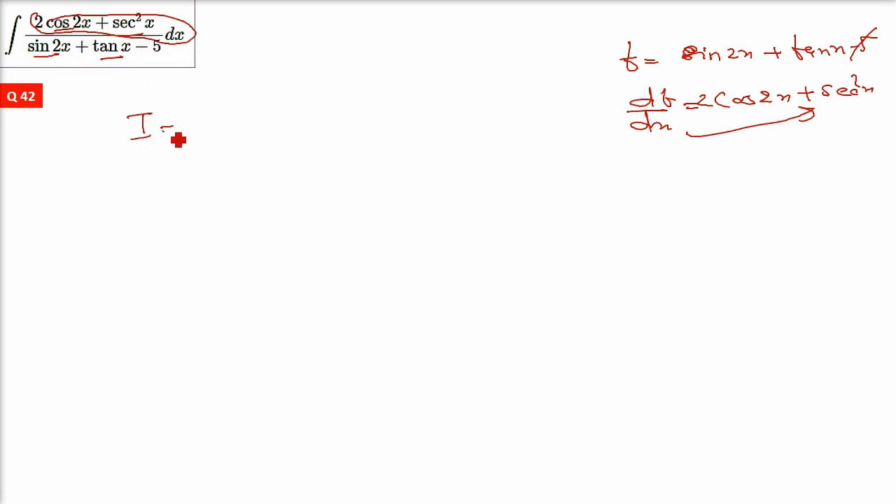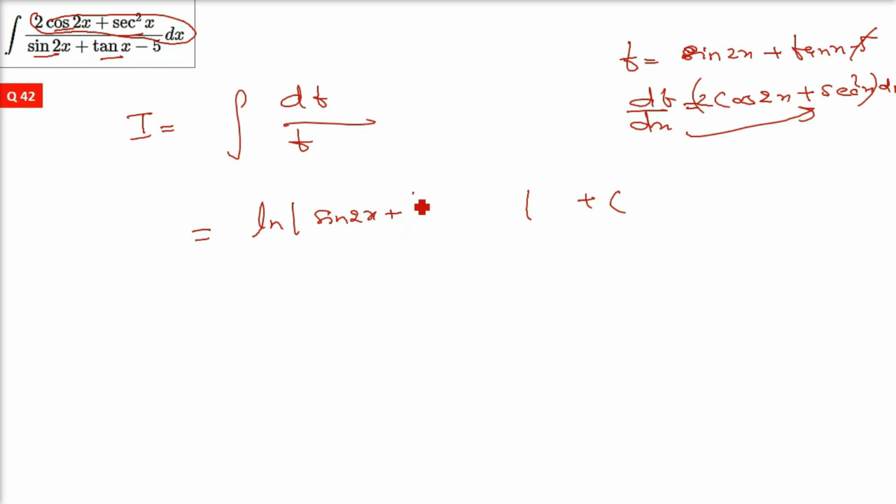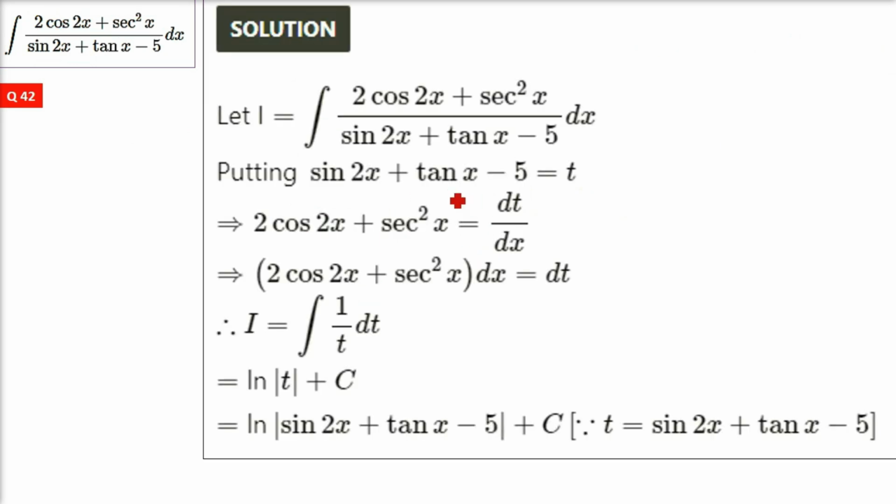So this integration will be integration of dt, this whole numerator I am talking about, and the denominator is already t. Now you have a straightforward solution. ln modulus of whatever comes inside, which is t only, which you initially imagined, is going to be sine 2x plus 10x minus 5. So in place of t, because the result would be ln modulus of t plus constant of integration. I'm just bypassing one step. So this is the result I was talking about, and this is the whole way you have to write it.